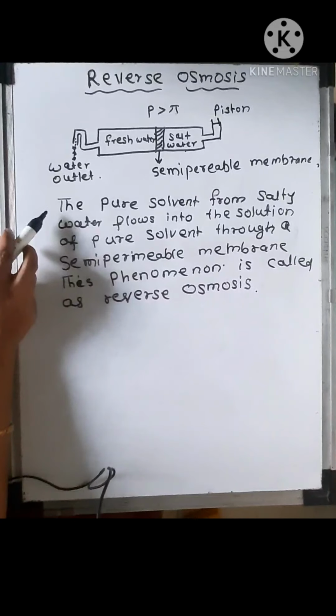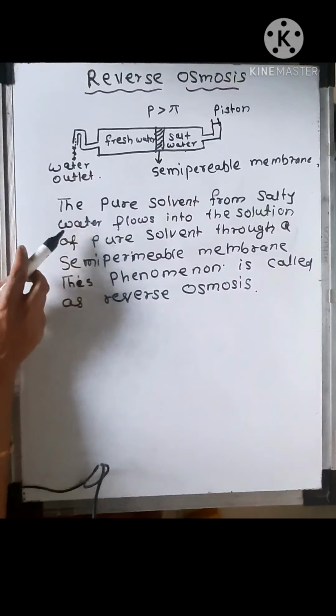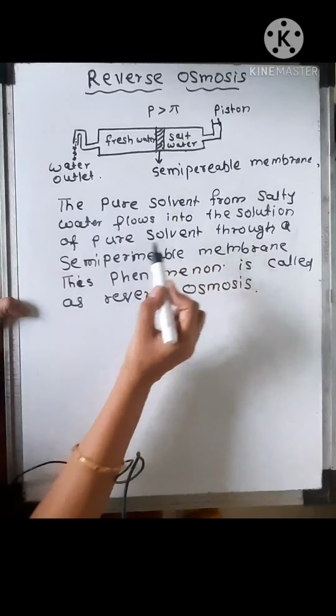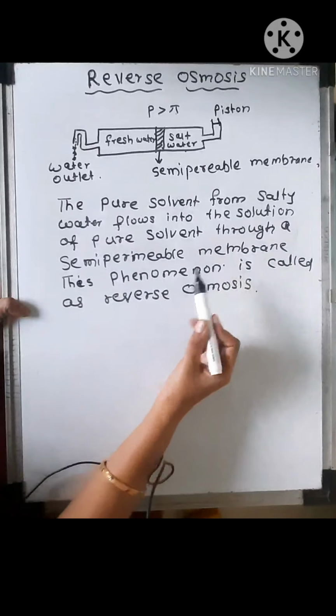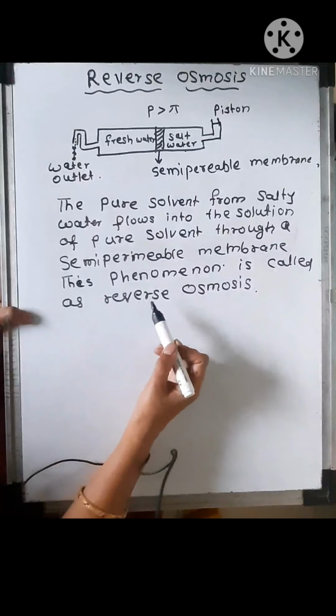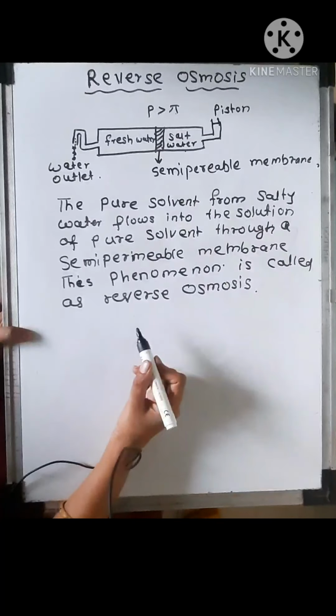What is reverse osmosis? The pure solvent from salty water flows into the solution of pure solvent through a semi-permeable membrane. This phenomenon is called reverse osmosis.